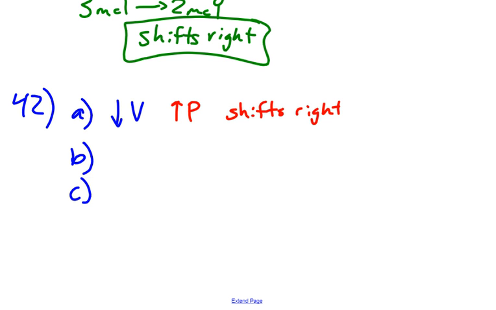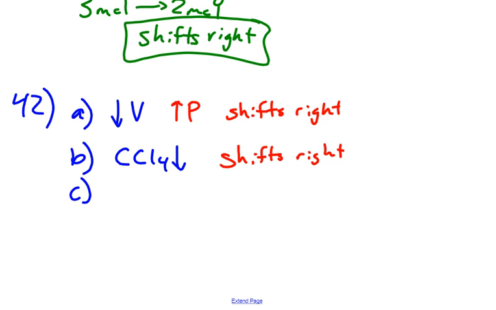Letter B. CCl4 is removed. So what's that going to do? It's going to shift to the right because it has to produce more of it. And if you're having a hard time explaining that, just say that: oh, it shifts to the right to produce more CCl4.